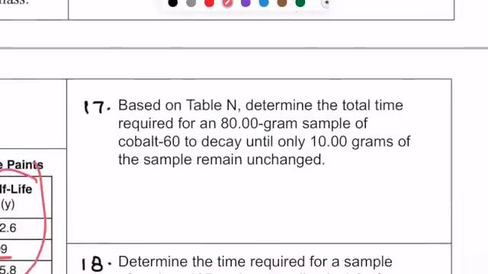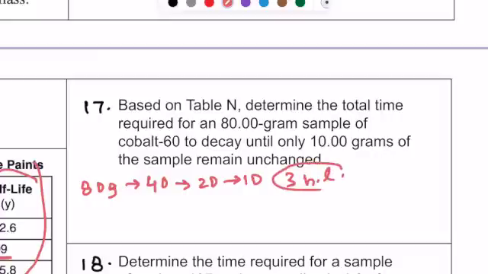Based on table N, determine the total time required for an 80-gram sample of cobalt-60 to decay until only 10 grams of the sample remains unchanged. So we went from 80 grams to 10. So let's figure out how many half-lives have passed. After the first half-life, we went to 40, then to 20, and then to 10. So that is in total 3 half-lives.